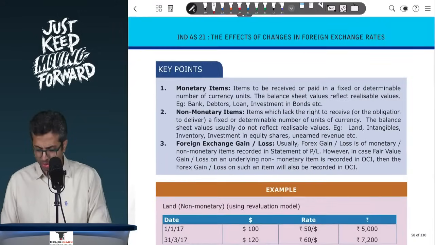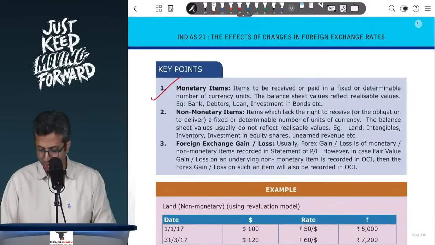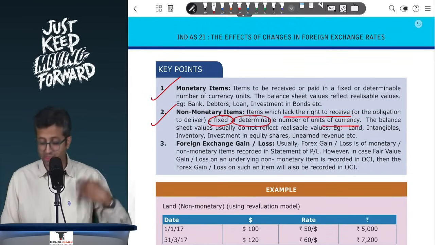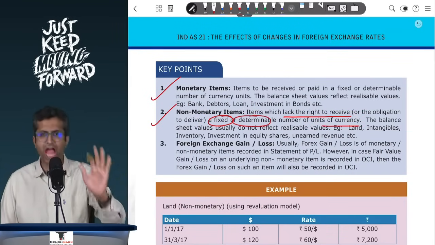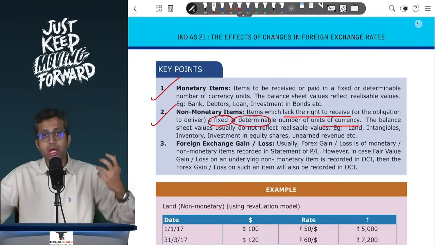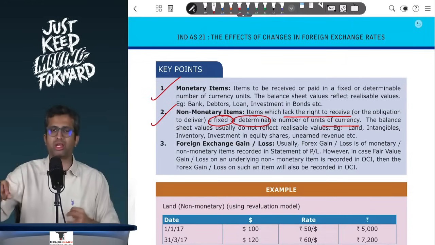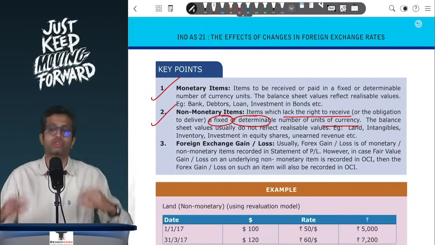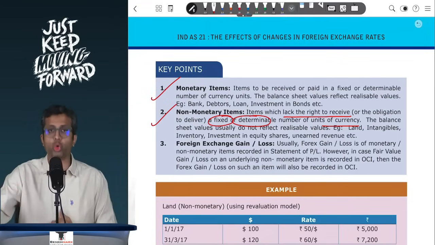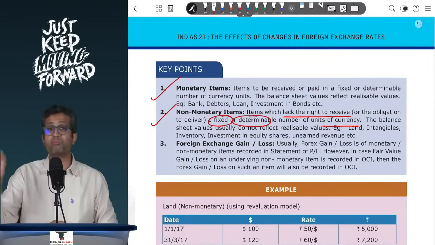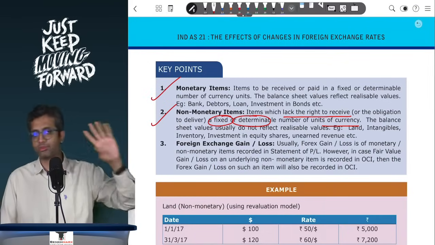So a non-monetary item is one which lacks the right to receive or obligation to pay a fixed or determinable amount of currency. Students usually have this wrong presumption: they make a rule that a current item is usually monetary and a non-current item is non-monetary, which is not necessarily the case. For example, if there's a 10-year loan, I exactly know what is going to be paid in fixed money value terms, and hence a loan, even though long term, is a monetary item.